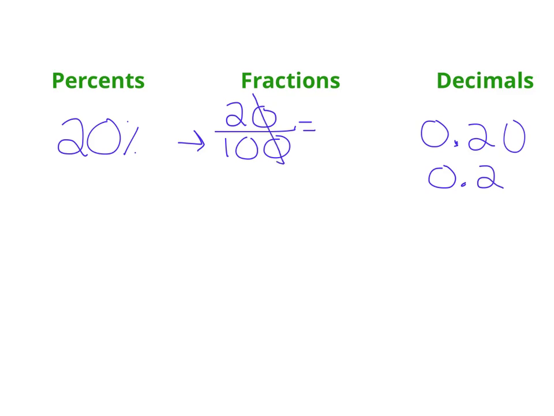All right, but we go back. I can cross off my zeros. I have 2/10. I can simplify that to 1/5. So 20% equals 1/5, which equals 0.2.